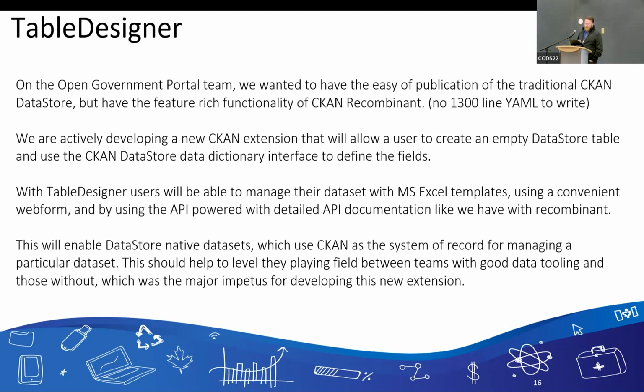In this new extension, we're going to be allowing users to use the CKAN data store as the main home for that data. Typically, when you're publishing open data, you're doing an extract from a system of record and then just publishing to the portal. But in this case, you're able to create CKAN data store native data sets that have that feature-rich functionality with the templates, the forms, etc. Along with really good API documentation on how to manage that data at the row level as well.